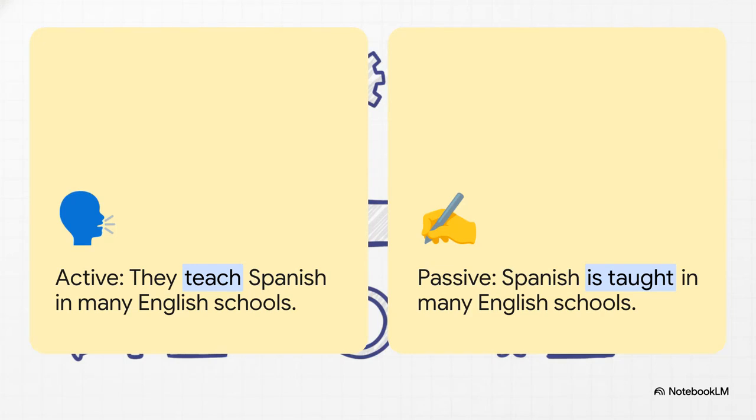Take a look here. In the active sentence, they is the subject, right? And Spanish is the object. Now, to make it passive, we just grab that object, Spanish, and move it right to the front. Then the verb teach becomes is taught. That's our to be verb plus the past participle. See how that formula just slots right in?